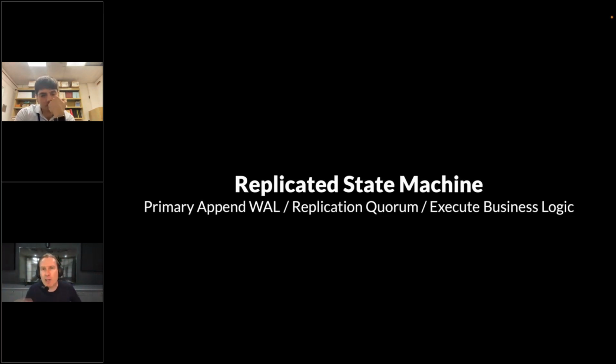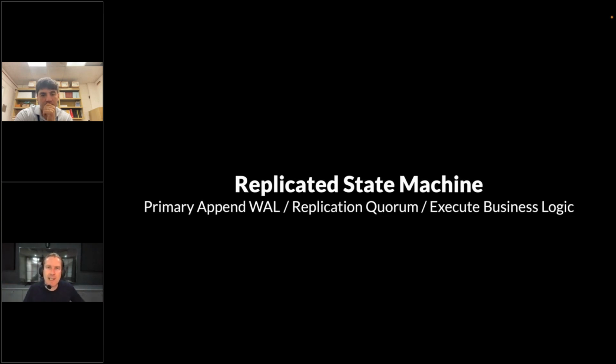The primary will append to the log. It'll wait until it gets a replication quorum, 2 of 3 or 3 of 5. And once it's got that, it commits and it executes the business logic. And because you've got a quorum, if you elect a new primary later, the totally ordered log is guaranteed to survive, and you won't lose what is committed. But this is the basic architecture. So it's not so important, but I just wanted to give you the background.